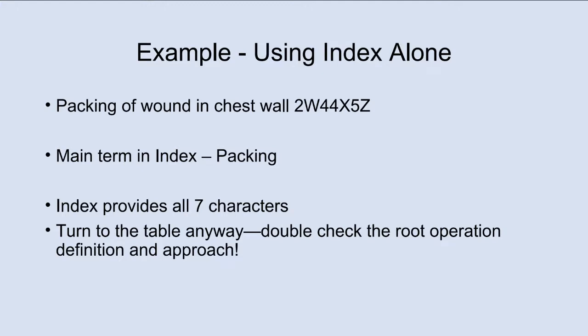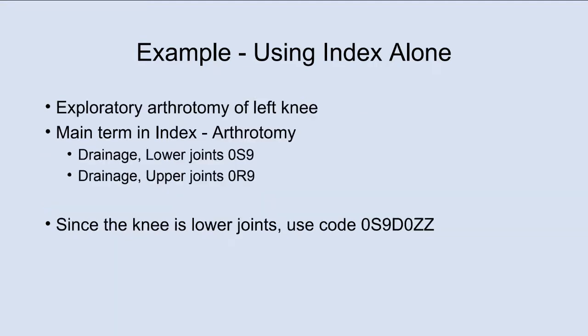So here's an example. Packing of wound in the chest cavity. So the main term is packing. In this case, terrific, you get all 7 digits in the index, but you're going to turn to the table anyway to double check the root operation. Now, sometimes the index will give you 6 digits, not 7. And so if you're in a hurry, you'll say, oh, great, I've got the whole code, and just put that down. Remember, you have to have 7 digits. So make sure you have 7 digits and not just 6 from the index. That can be also confusing.